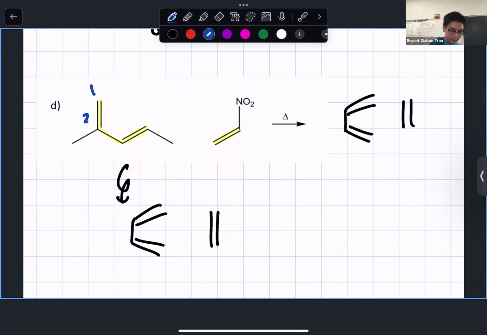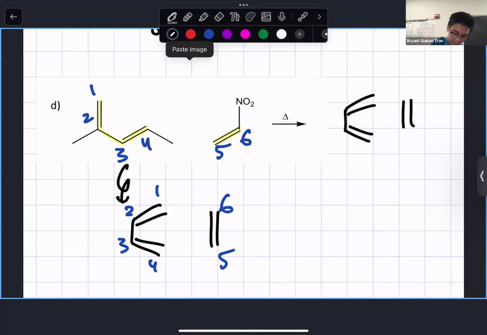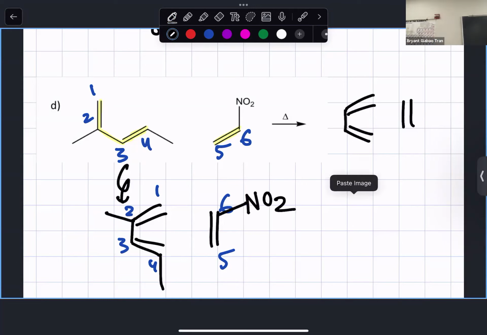I'm going to number this 1, 2, 3, 4, 5, 6. 1, 2, 3, 4, 5, 6. We see at carbon 2, there's a methyl group. Carbon 4, methyl group. At carbon 6, there's an NO2 group. So the way I drew it right here, I can't just do the mechanism arrows right away because I have to make sure that I drew them in the right orientation. So I have to look at the charges here, right? So where would be the negative charge on this diene here? Yep, 1. So this could be a negative charge here.